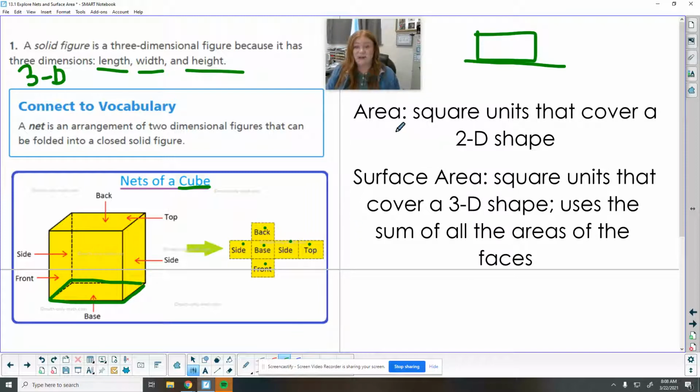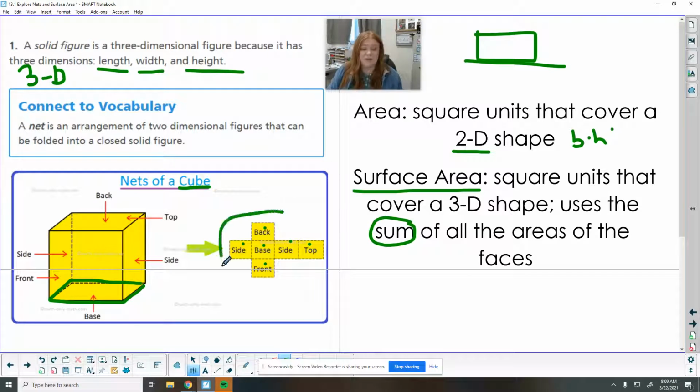So we've been focusing on area. We've been finding the square units that cover the 2D shapes using those formulas, base times height. If we're talking about triangles, we cut them in half. So we're going to use those same formulas and we are going to find the surface area. So we're going to see how many square units cover a 3D shape. So we're going to find each of the shapes and then find the sum of them. So we're going to add them together. So find each individual shape, add it together.